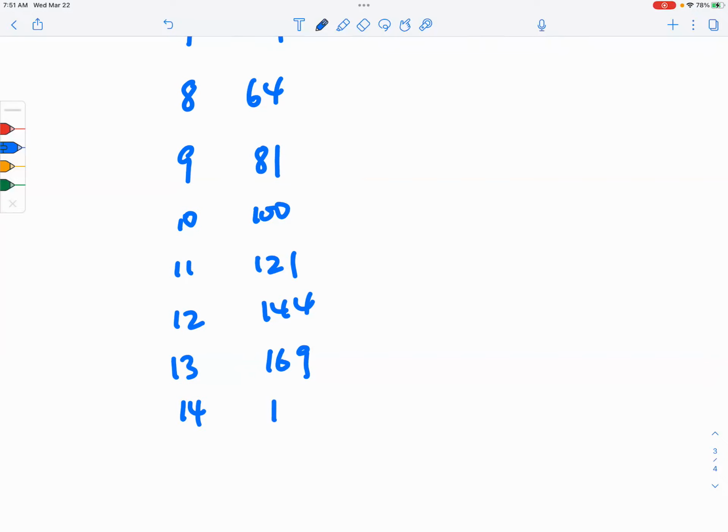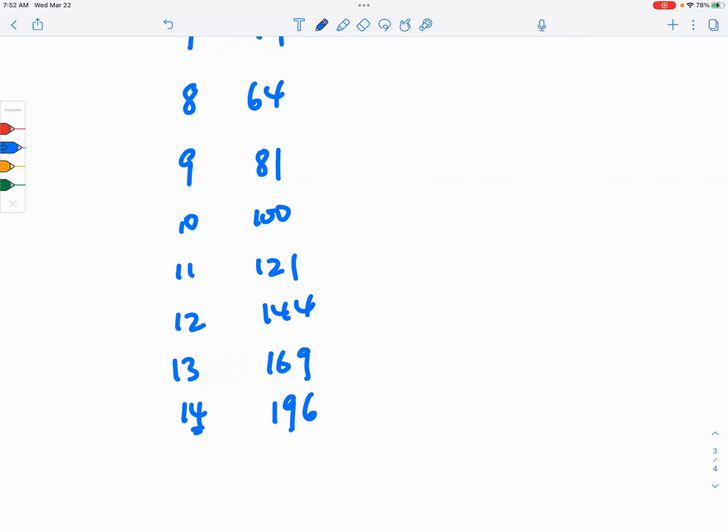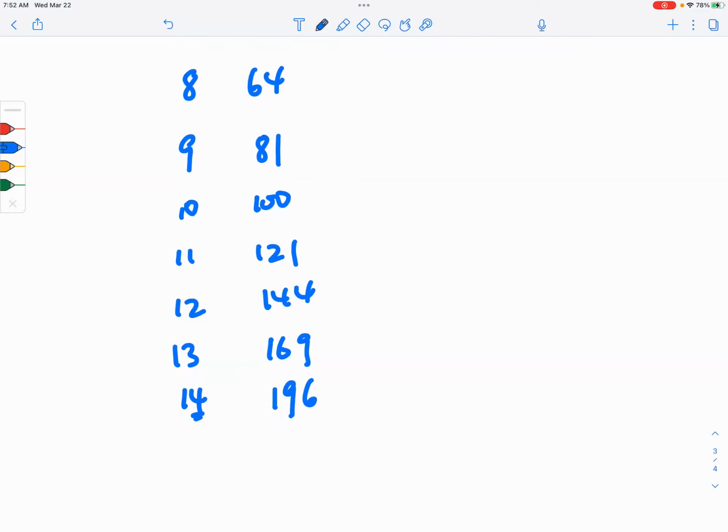And then what's 14 squared? This one always gets me too. It's 196. For some reason, I always think about this as 192, but it's 196, not 192. And I can tell myself it's 196 because 4 times 4 is 16, so then the last digit must be a 6. And 15 squared must be 225. Okay. So if you know these numbers, then they will serve you very well.